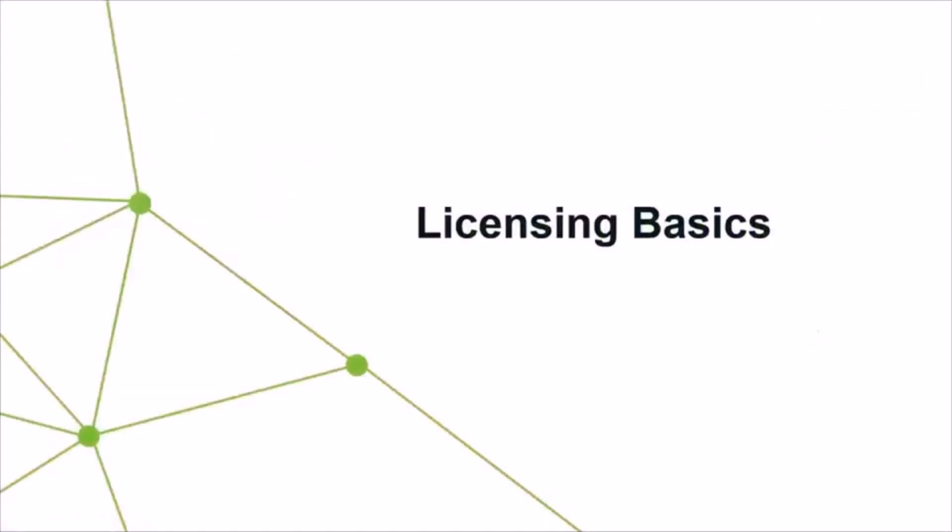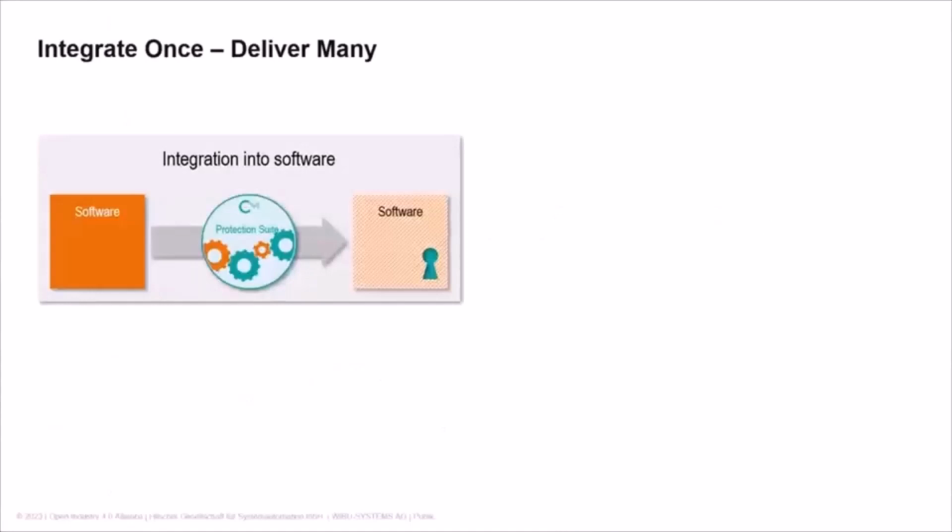Let's start with a few words about licensing basics. And when we speak of licensing, then we have the idea of you need to integrate it once into your software and your processes, and then you can deliver many licenses to multiple customers. And when we speak of the integration, we have to take a look at two different sides. The first part is the integration into your software. And there are typically multiple ways to do this.